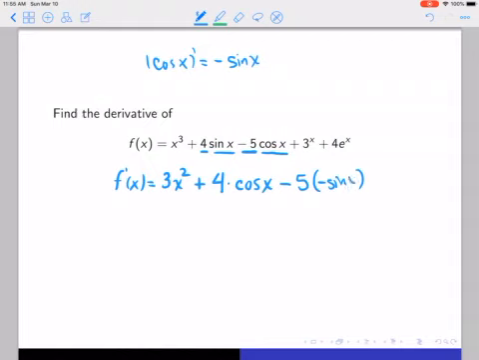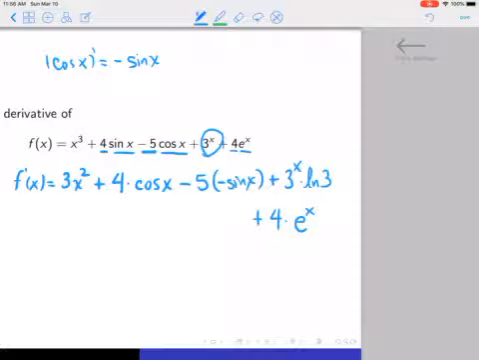So we're going to put minus sine in here. And then finally we go to the next term. What's the derivative of 3 to the x? That's 3 to the x times natural log of 3. And then finally we have 4 times e to the x. And the derivative is going to be 4 times the derivative of e to the x, which is just e to the x. Okay. So this shows all of those rules put together.